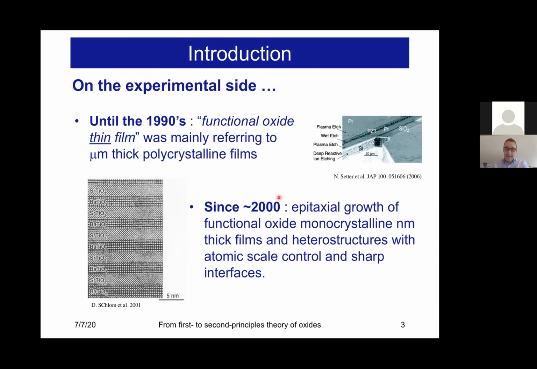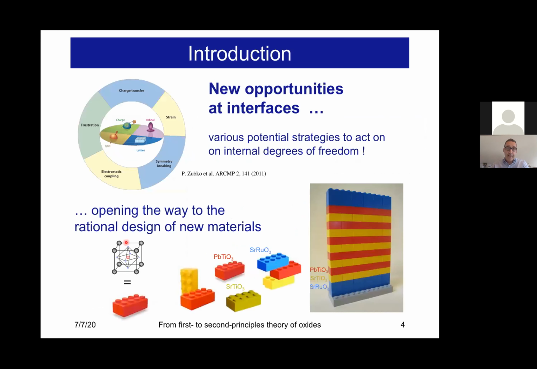And then at the end of the 90s, beginning of the 2000s, I think there were dramatic improvements in the epitaxial growth of functional oxides, so that now we can reach monocrystalline, nanometer thick films and heterostructures with really an atomic scale control and sharp interface. And that's really a dramatic change that happened during that period, end of the 90s, beginning of the 2000s. And this was a very important move, in the sense that if you can grow sharp interfaces like that, you really create new opportunities at the interface.